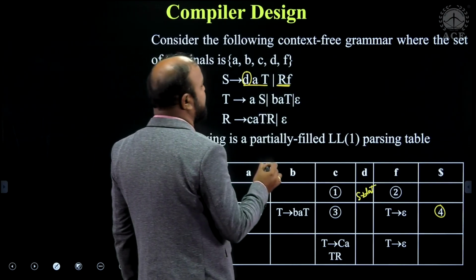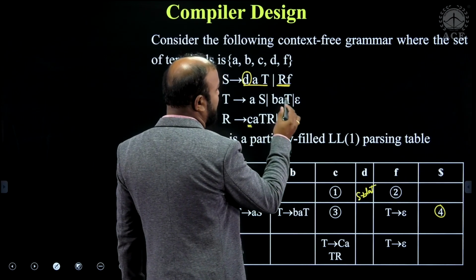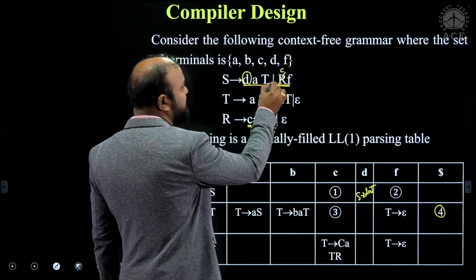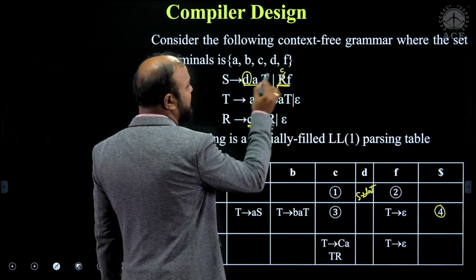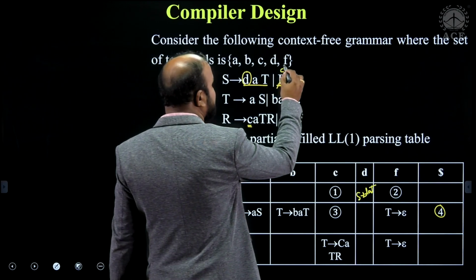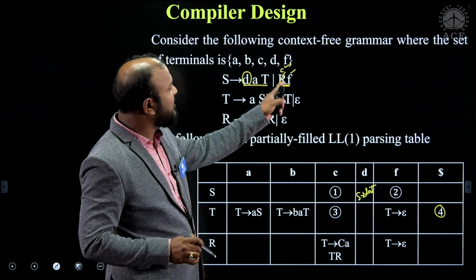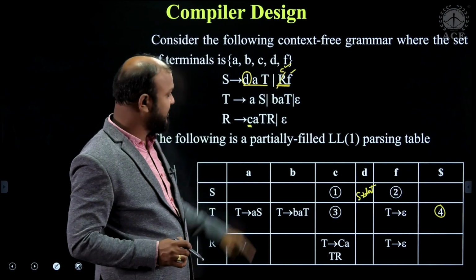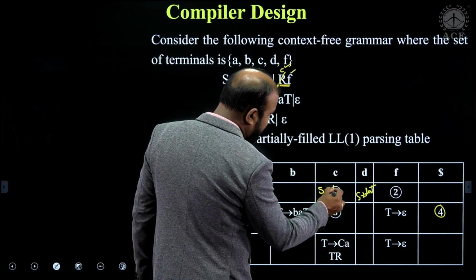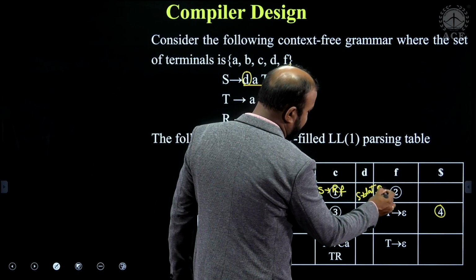First of RF is first of R. Here what is first of R? C, comma epsilon. Here first of R can become C, and if it becomes epsilon, then S is going to start with F. It means S tends to RF, you write in the C column and F column. Why? Because first of RF is C and F respectively. So S tends to RF, you write in column C and also in column F.